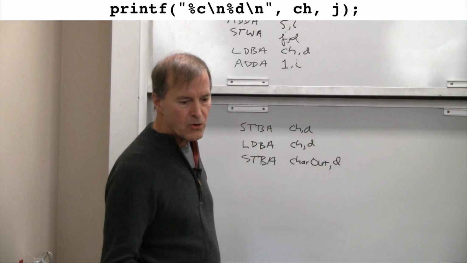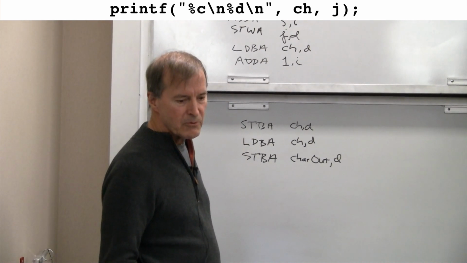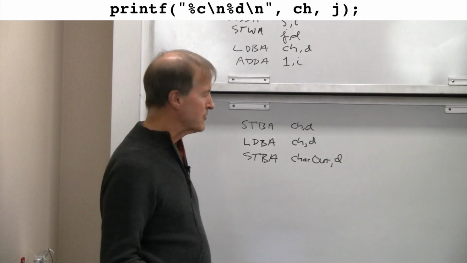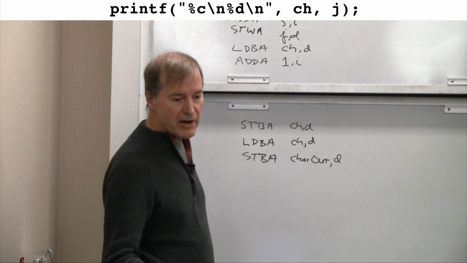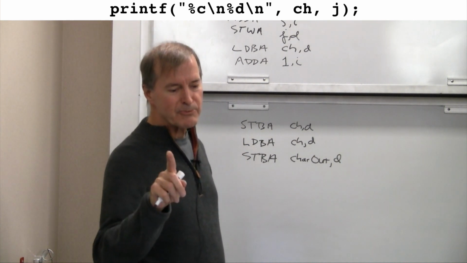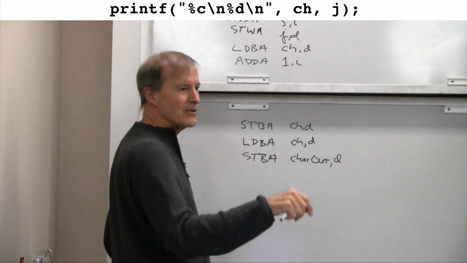Oh, we messed up. We were supposed to print out a new line in between. Wait, no, sorry, we just did the CH. Now we do a new line. So how do we do the new line?